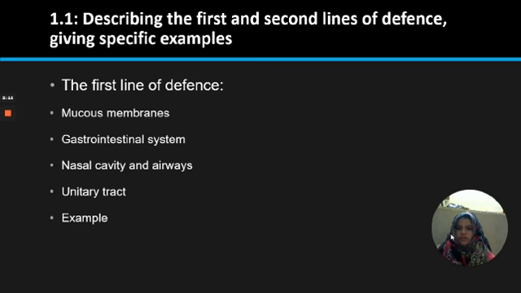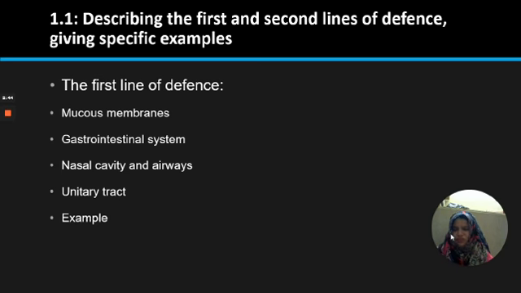then are removed by blowing the nose or by coughing. Next is the urinary tract. The skin plays a very important role as a barrier against infection. The skin is basically made up of the epidermis, as we all know, the dermis, and the subcutaneous layer.